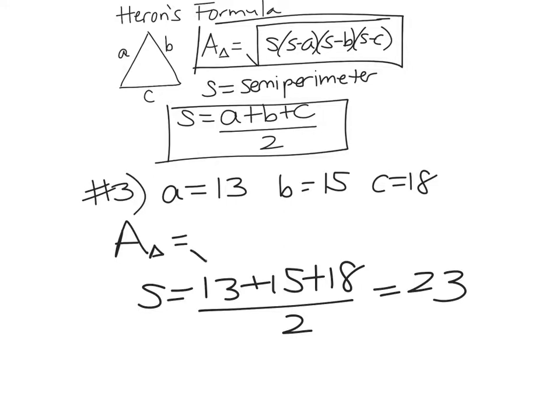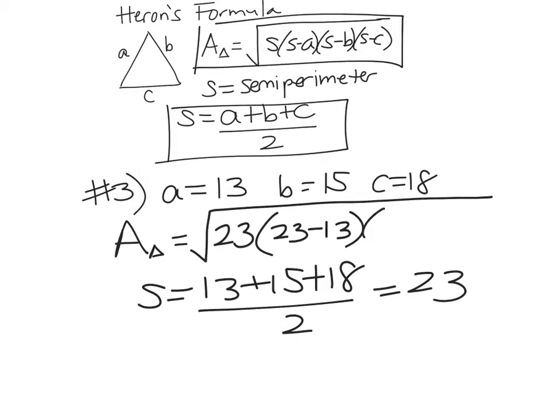Now it's going to be the square root of 23 times, so the semi-perimeter times all of them minus each side. So 23 minus 13, 23 minus 15, and 23 minus 18.